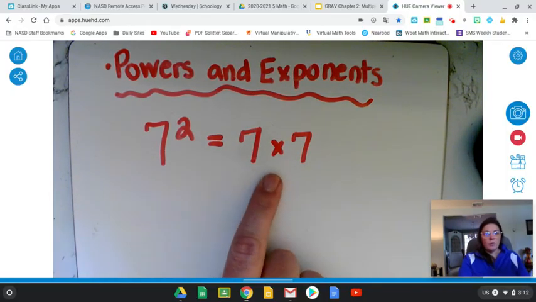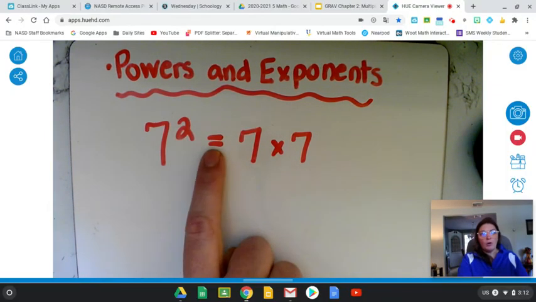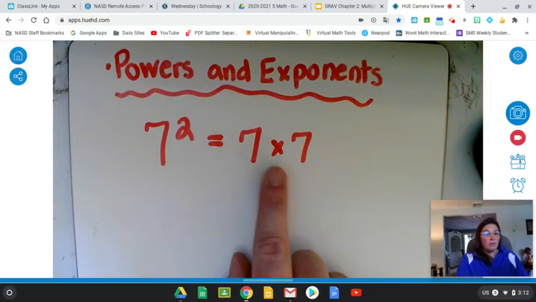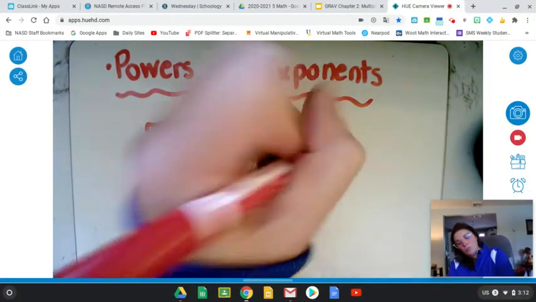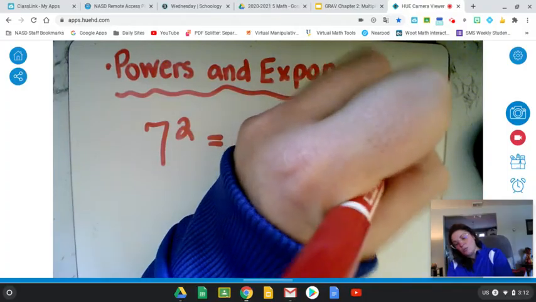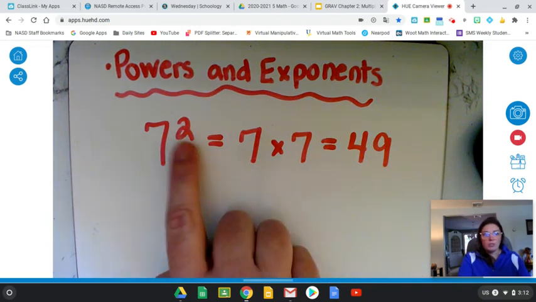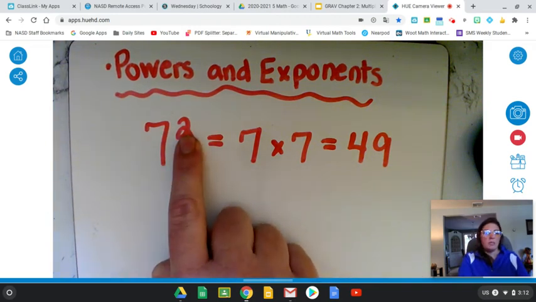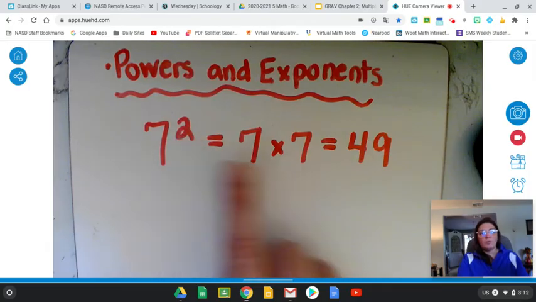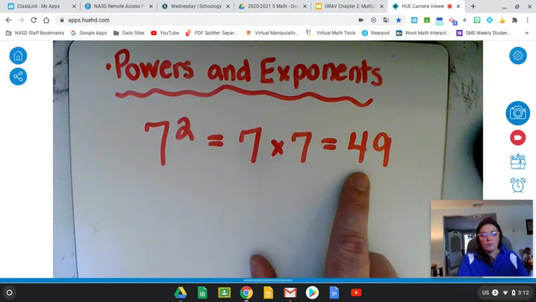So what does this equal? 7 to the 2nd power equals 7 times 7, and that one we can do, if you know your times tables, that equals 49. It does not equal 14. Common mistake is to say this times this, and that's not the case. So 7 times 7 is 49.